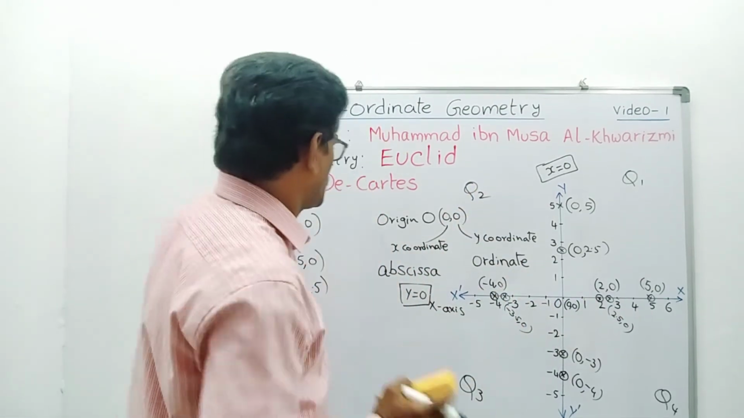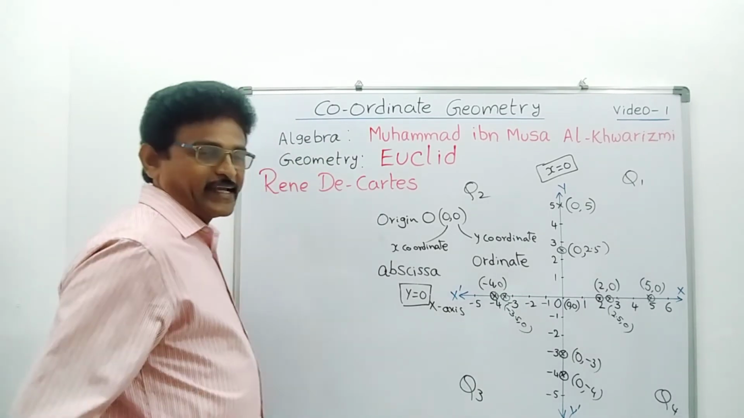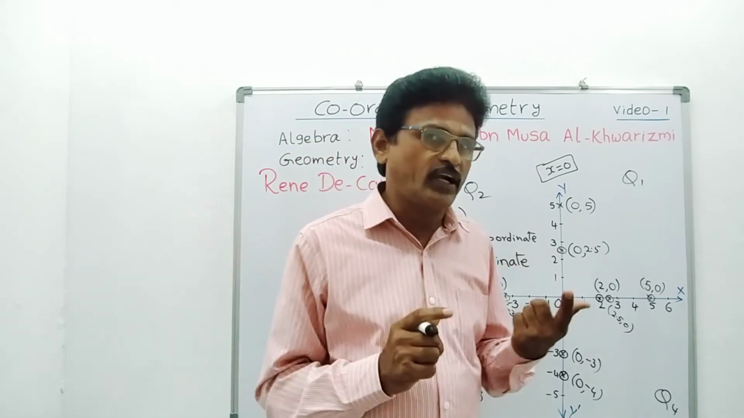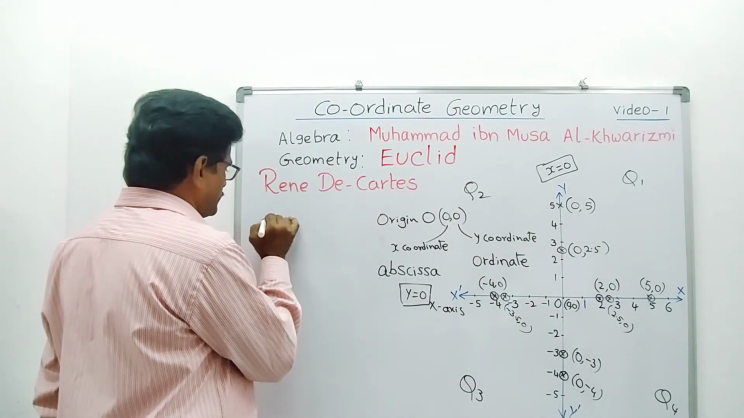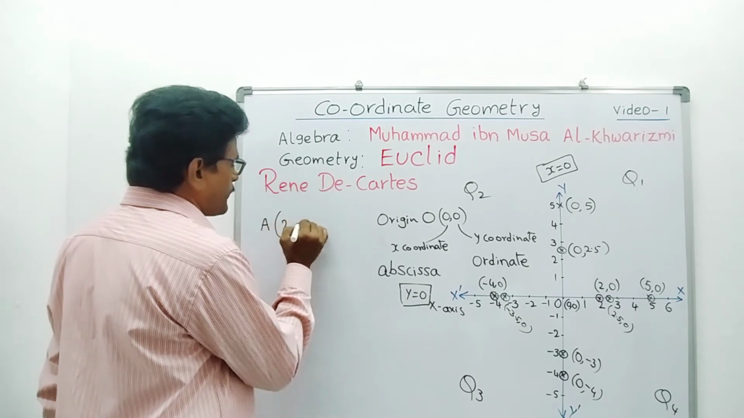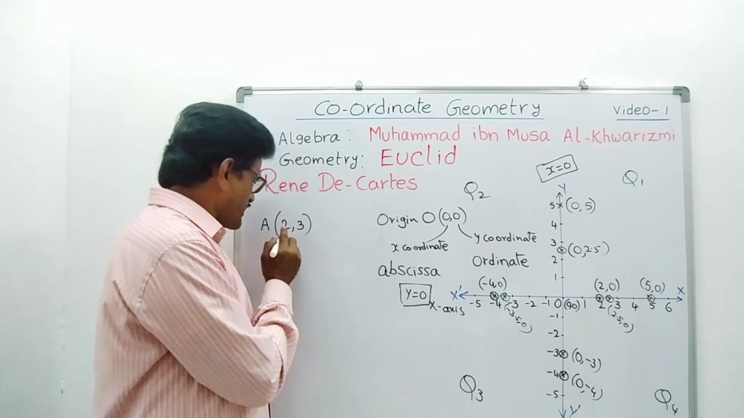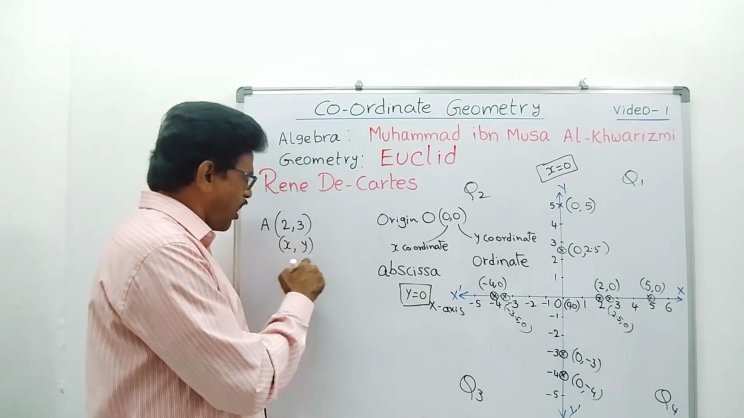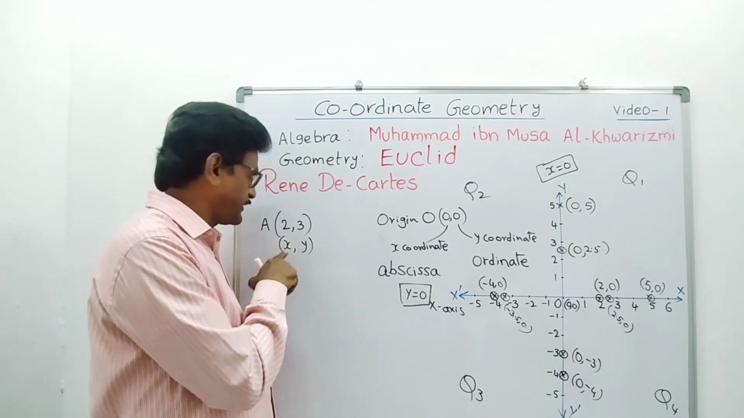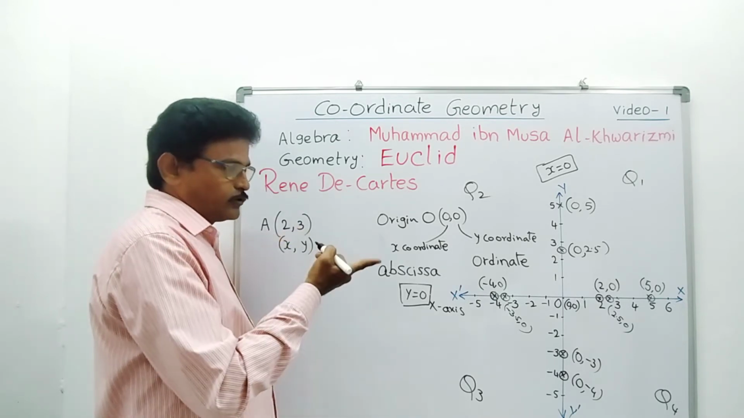Suppose sometimes they will give the points in a different way. It means the x coordinate value and y coordinate value are given. Then how to plot? Suppose point A is 2, 3. Where will this point come? Students, first this one is the x coordinate, next one is the y coordinate. This is the order. This is very, very important. X, y.